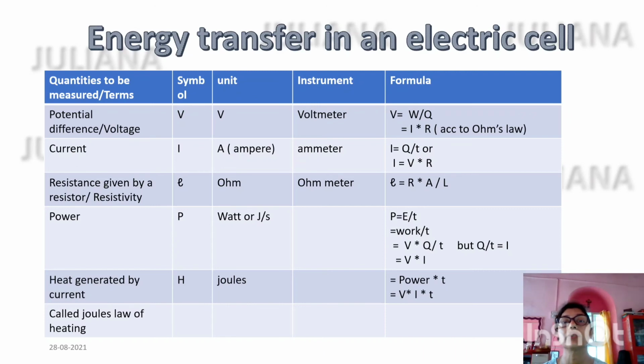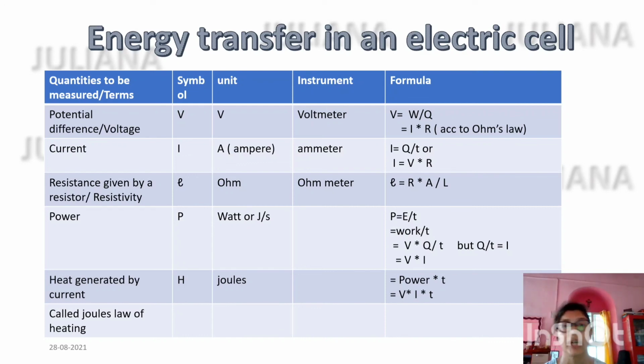Power is equal to the energy upon time. Energy is also the work done, so work upon time, but work done is actually the voltage. Voltage does the work in carrying charge Q, so V into Q upon T. But Q upon T is actually equal to current. Therefore, we can say power is also equal to voltage into current, that is potential difference into current.